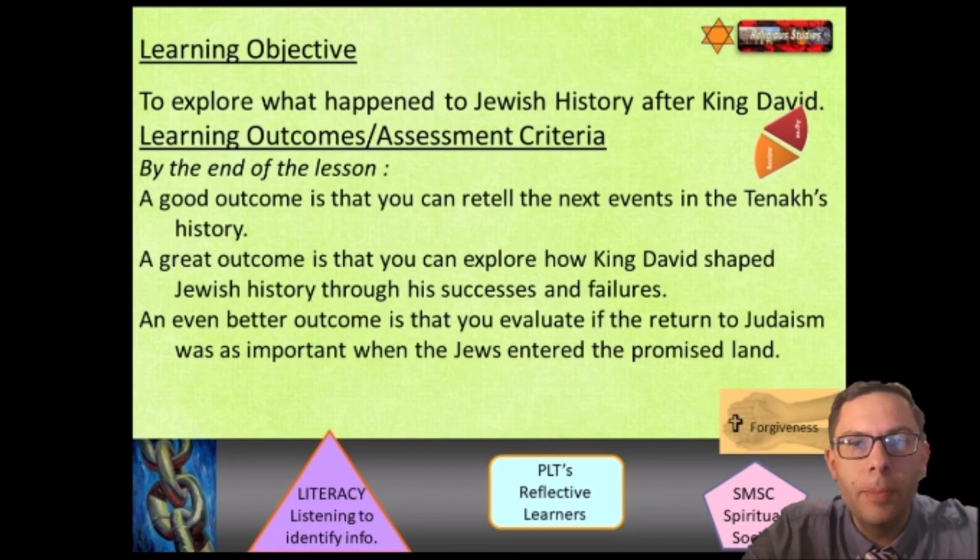Okay, so if you remember back to our objectives, we said a good outcome if you retell the next events in the Tanakh's history, so that's King David through to the exile. A great outcome would be if you could explore how King David shaped Jewish history through his successes and failures, and we've talked about that. And even better, if we could evaluate if the return to Jerusalem was as important as when the Jews entered the Promised Land. So with that, what we're going to be thinking about is, when they returned to Jerusalem, was it as good as when they went there with King David?